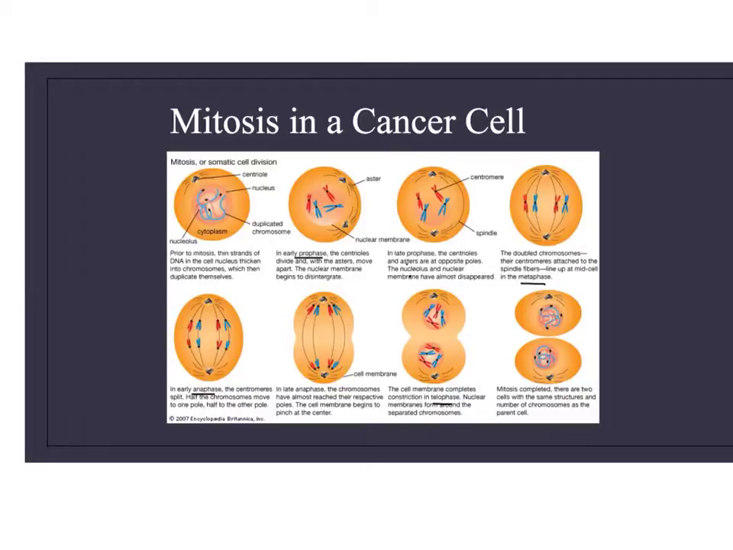The second stage is metaphase, which you can think of like the middle. The centromeres of the duplicated chromosomes line up around the center of the cell. The spindle fibers connect centromeres of each chromosome to the two poles of the spindle.